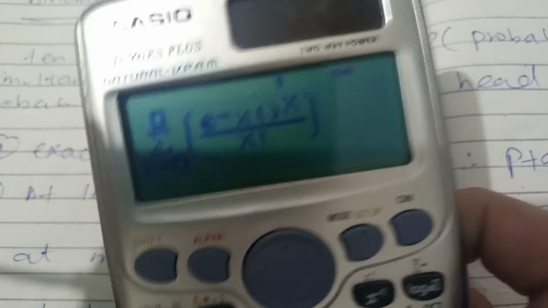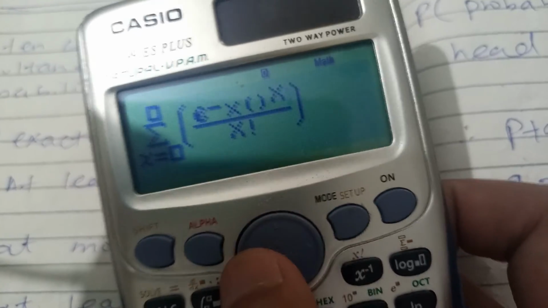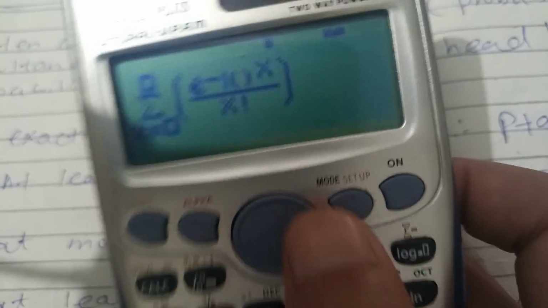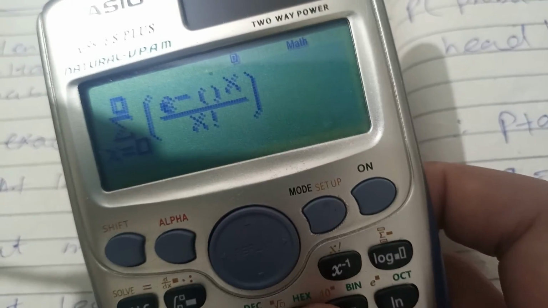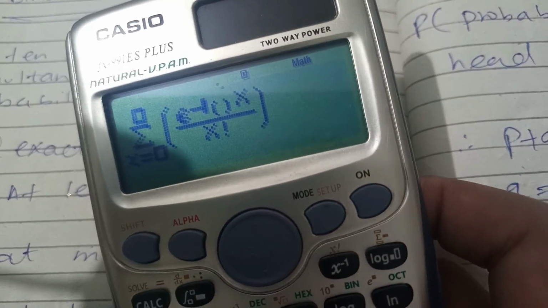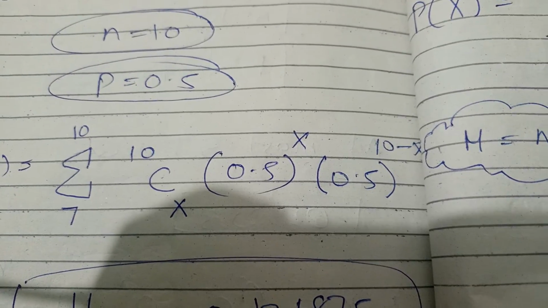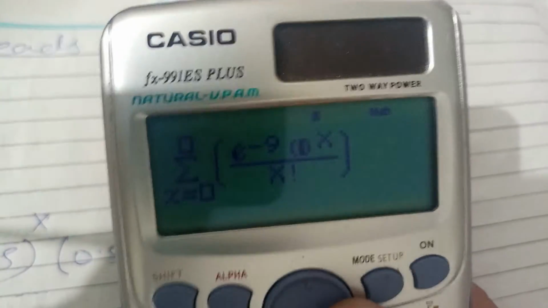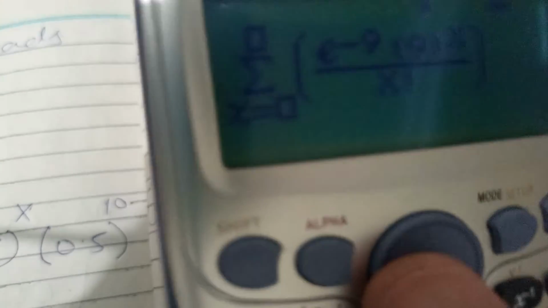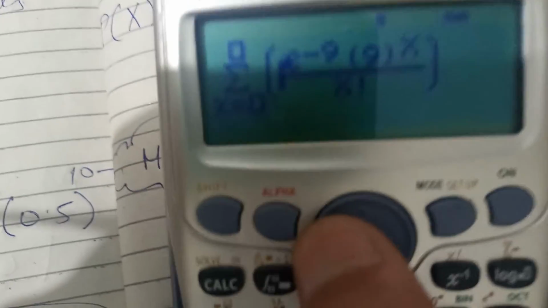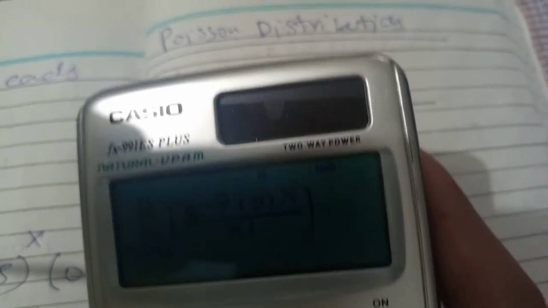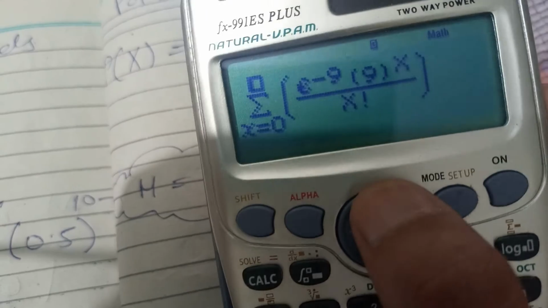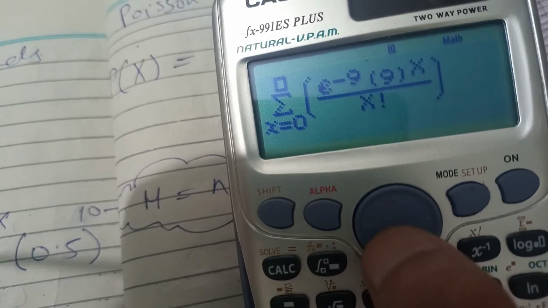So let's say we have this one. It's a multiply sign, you can put it or you just don't need it. It's a negative sign, so you can put any value of x you want. Let's say mu is given as 9, so we put 9 here. We have been told to calculate at most. At most means from 0, so we put 0 here, since that will be the minimum, and we go up to the specific value.